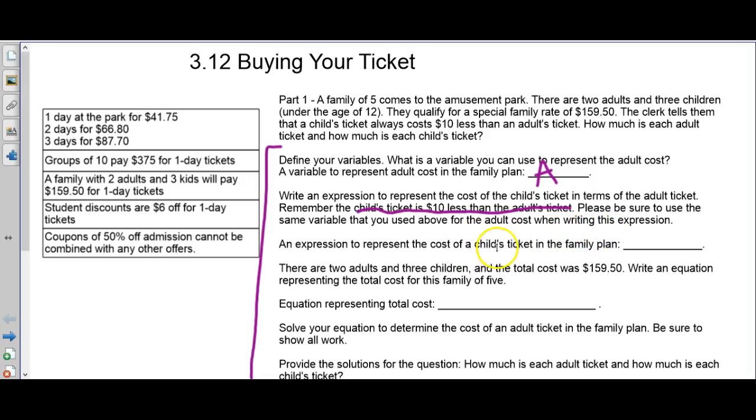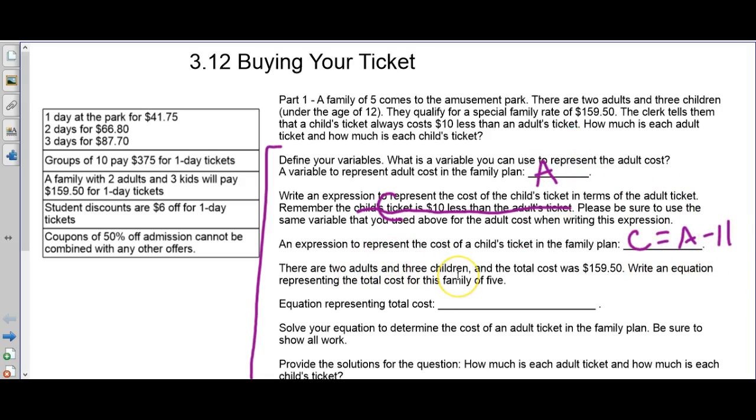So we want to give the child's ticket a variable. I'm going to say C for child. The word is means use an equal sign. 10 less than the adult's ticket. Well, that means we are subtracting 10 from the price. If the adult's ticket was $40, we'd minus 10 to get 30. So it's the adult ticket minus 10. So now the child's ticket, we could just say A minus 10. That's it in terms of the adult's ticket.